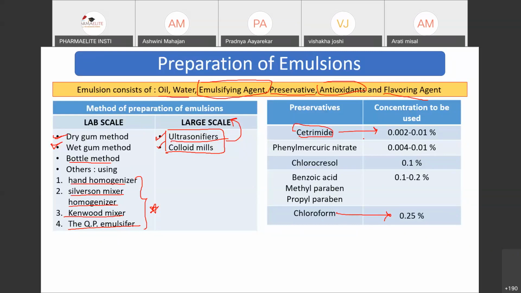Your phenyl mercuric nitrate is used from 0.004 to 0.01%. When it comes to chlorocresol, it is used up to 0.1%. And your benzoic acid and your parabens, methylparaben, propylparaben, are used from 0.1 to 0.2%. If you find this difficult to remember, at least remember phenyl mercuric nitrate.